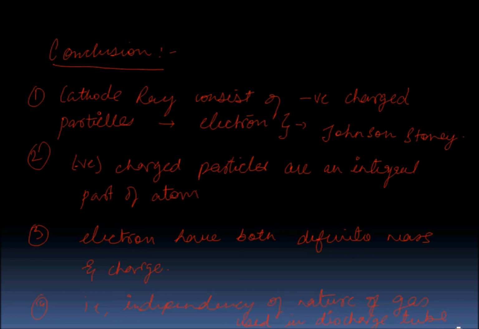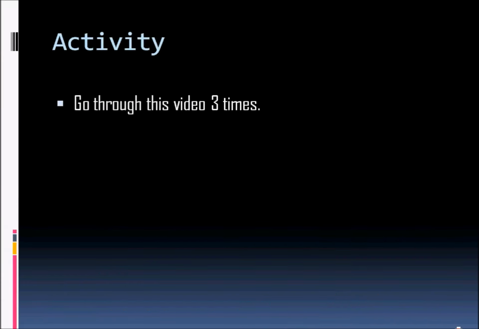So this is how the electron has been discovered in the experiment of cathode ray. So now I end up with this session. Now it's your time to go into the activity. You don't have to do any homework. You just have to view this video at least three times so that you can understand it more clearly.